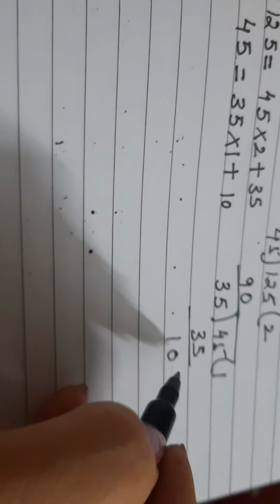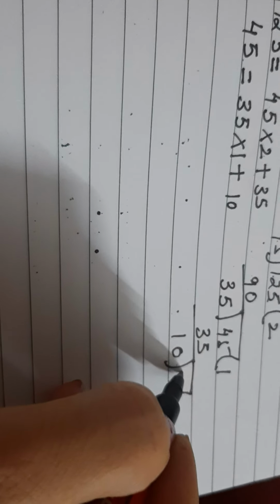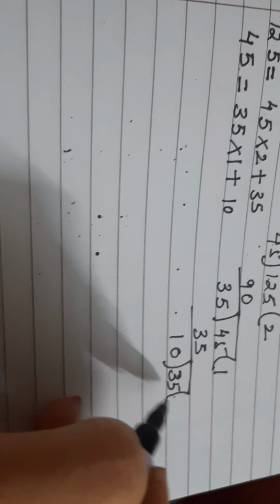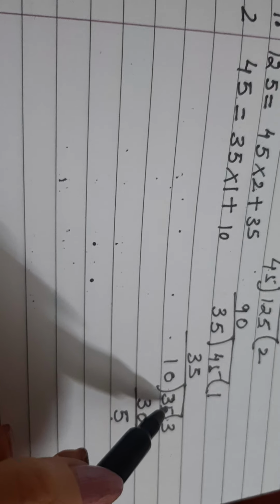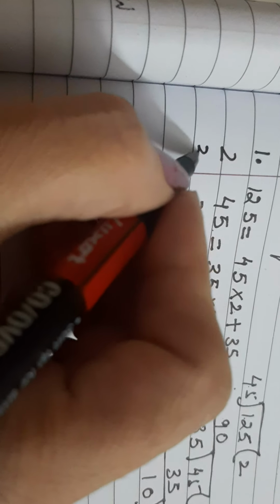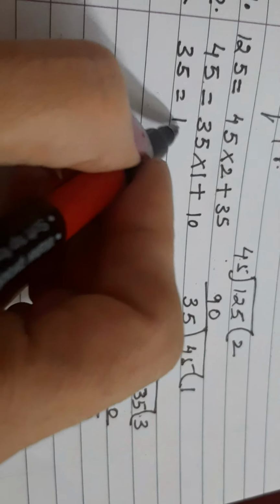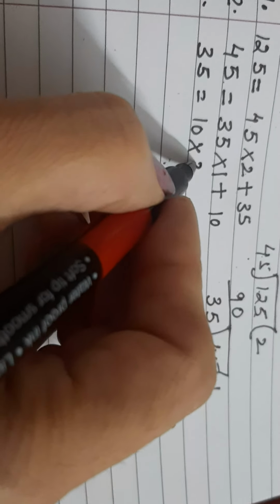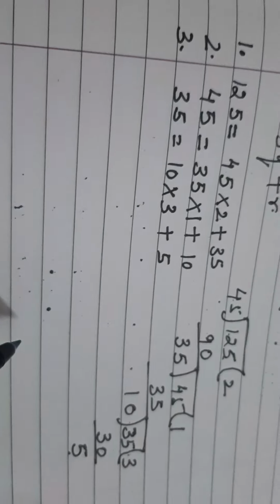Now come to the third step of our division. Now in this 35 comes as dividend. 10 threes are 30. Now remainder comes 5. This is our third step. Again I'm going to write it in this form. What is the dividend here? 35. So this becomes 35 is equals to, this is our third step, 10 into 3. 10 is our divisor, 3 is our quotient, plus 5 is our remainder. This becomes a third step.